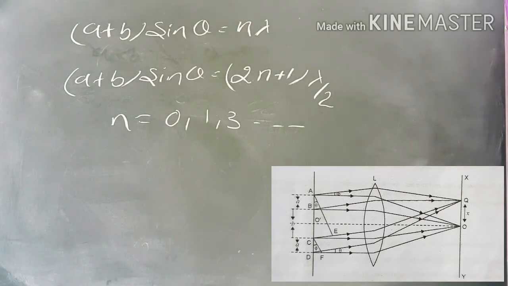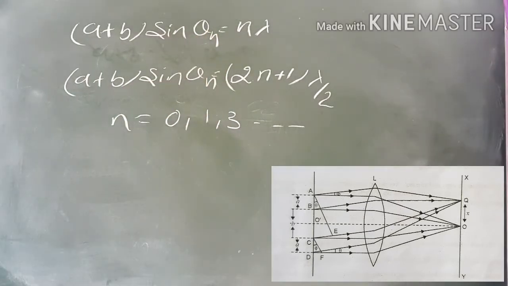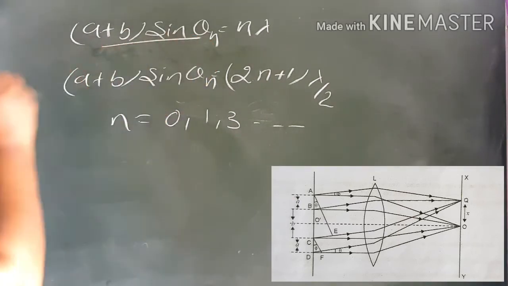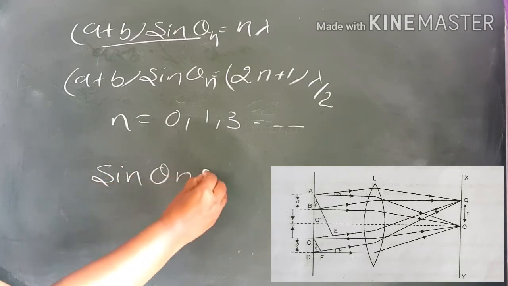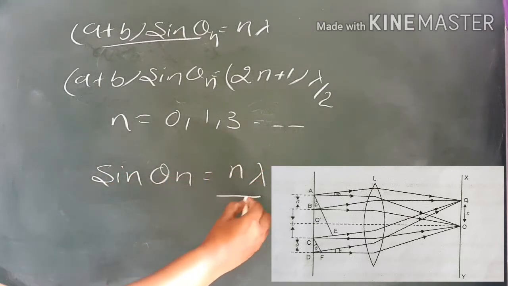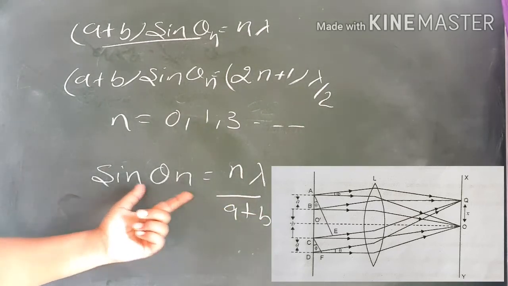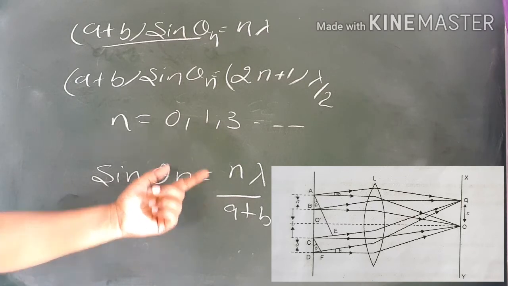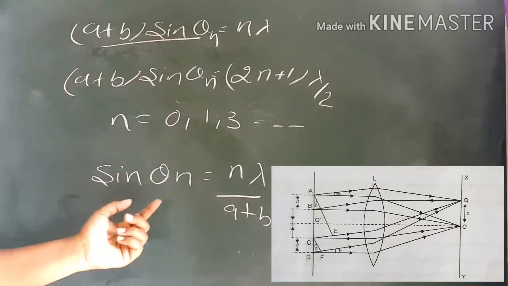Now the directions for minima and maxima for interference fringes are given by, for the general case, we can write this as theta n. Now the direction for maxima: sine theta n is equal to n lambda by a plus b. This is the direction of maximum, the equation of maximum intensity.